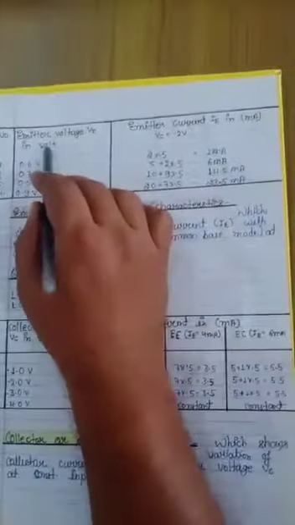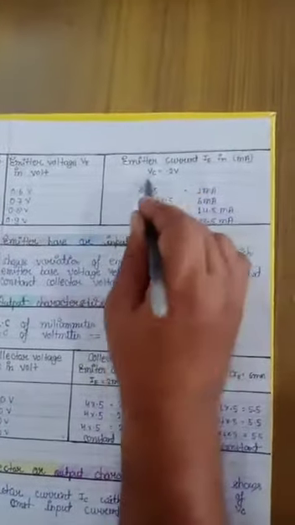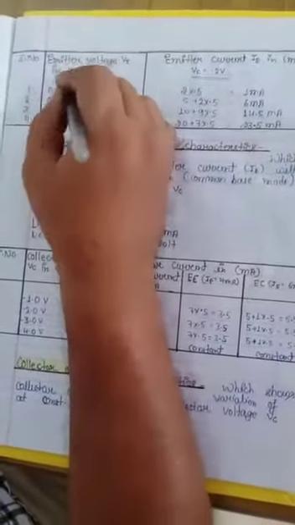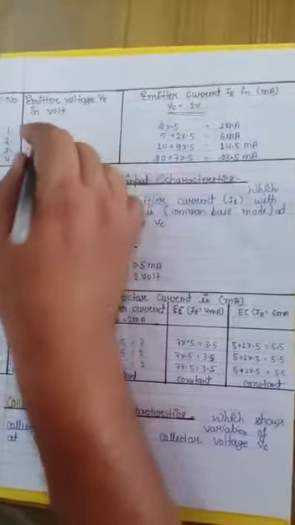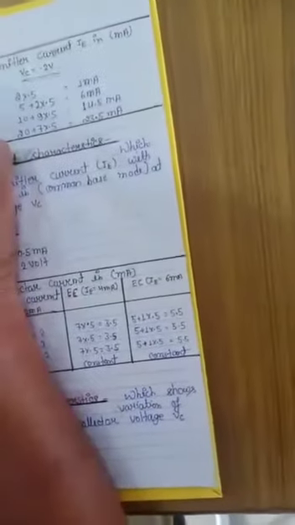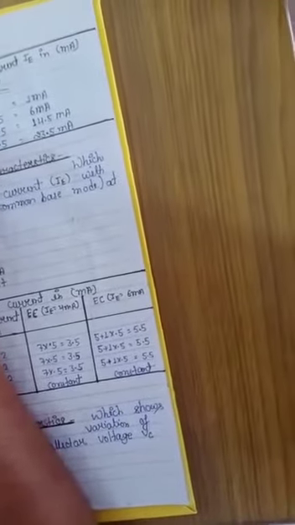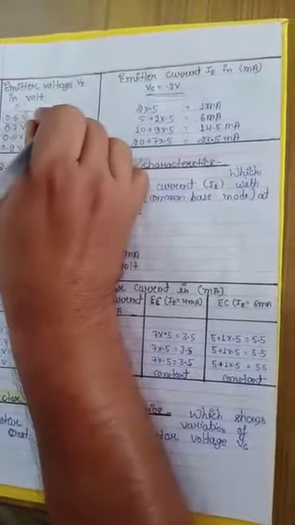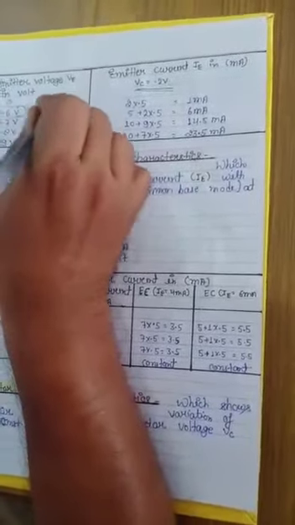For input characteristics, we keep the output voltage, here collector voltage, at, suppose, 2 volt, and the emitter voltage VE in volt we vary from 0 to 1 volt. Up to 0.6 volt the current is 0 because 0.6 volt is the barrier voltage or cut-in voltage of the PN junction diode.